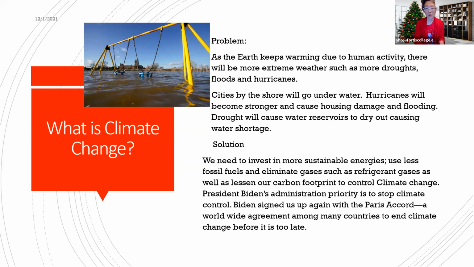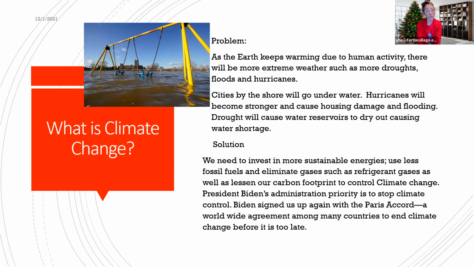Hurricanes will become stronger and cause housing damage and flooding. Drought will cause water reservoirs to dry out, causing water shortage. And so here, the problem is everything's getting too hot. And so the water levels are rising, causing more floods. And also the water is getting warmer. And as the temperatures get warmer, we have more floods, more hurricanes, more wildfires. So that's the problem, is climate change.